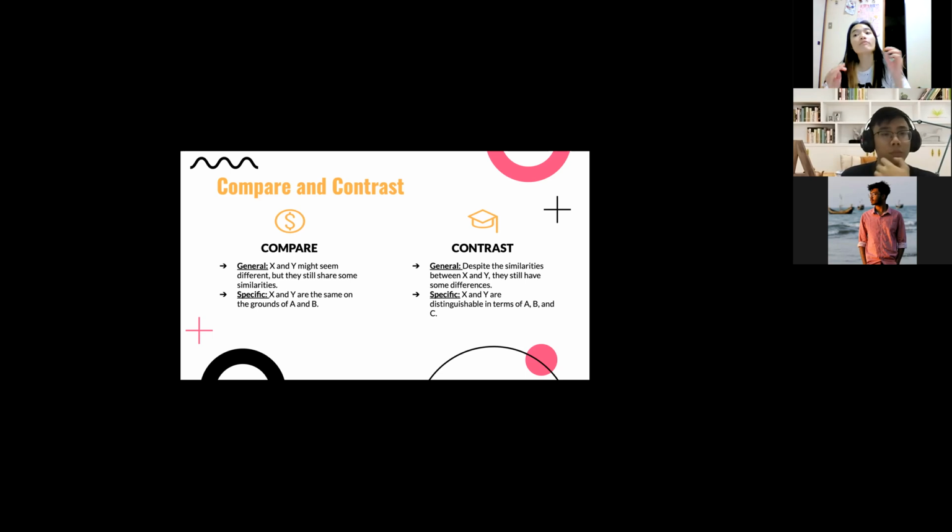But if you want a more specific thesis statement, you should say something like, subject X and Y are the same on the grounds of A and B, and A and B would be the similarities that you're going to discuss. So you actually would list them out. So that's basically the difference between having a really general and a specific thesis statement.